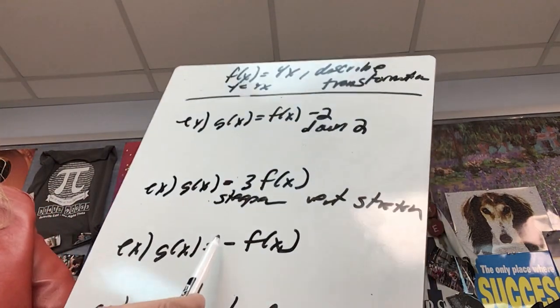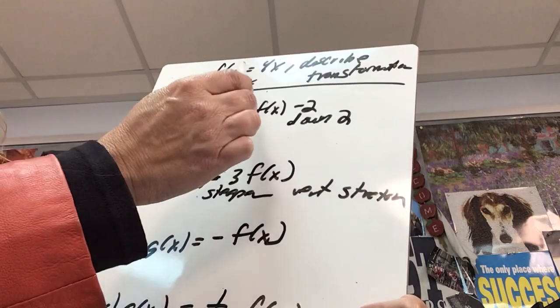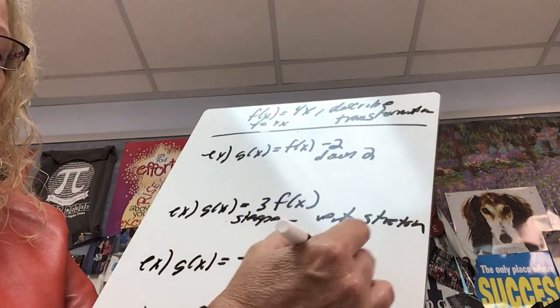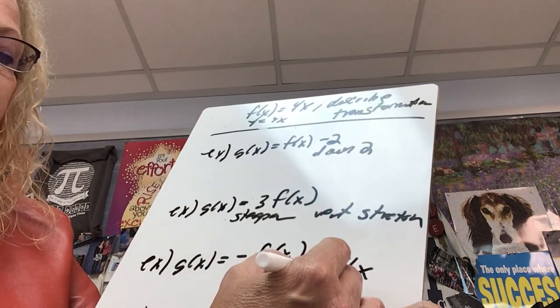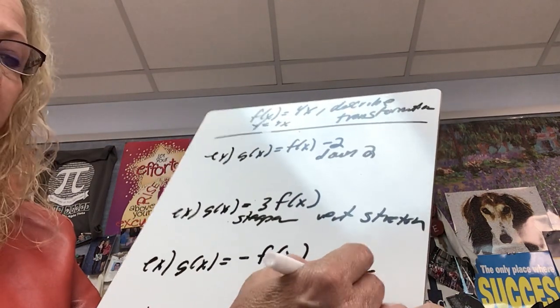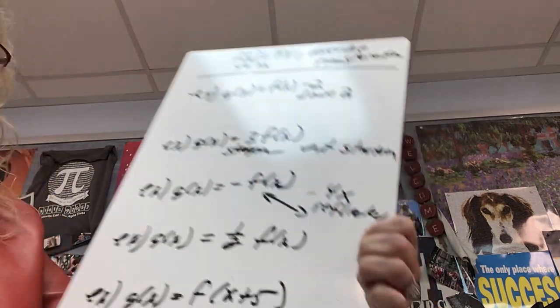All right, so what does a negative out front mean? Well, a negative out front, wouldn't that mean a negative 4x? So doesn't that mean it's going downhill or decreasing? And the word for that is reflected.